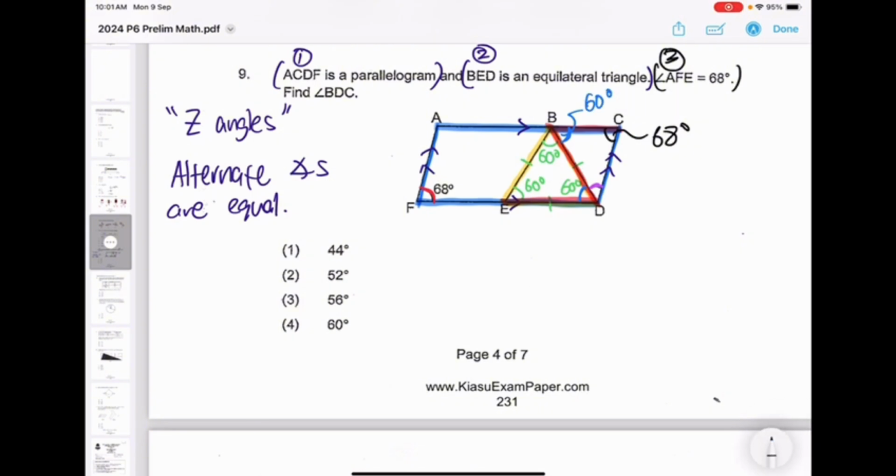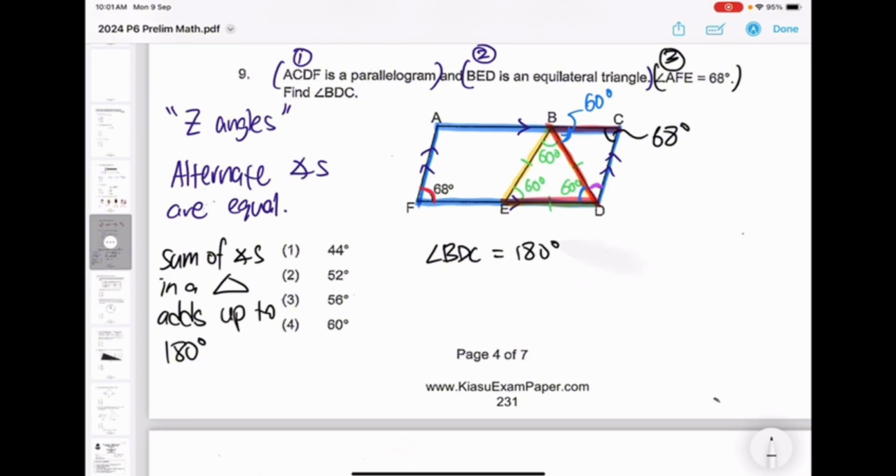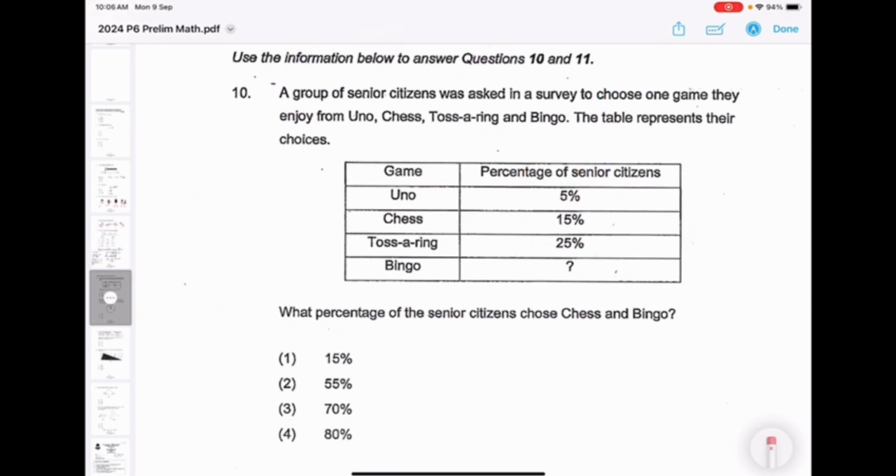Using the concept that the sum of angles in a triangle adds up to 180 degrees, I know that I can find my angle BDC. Angle BDC would just be 180 degrees minus 60 degrees over here, and minus 68 degrees over here. And that would give me 52 degrees. And this is your answer for question number 9. Alright, moving on to question number 10 and 11.